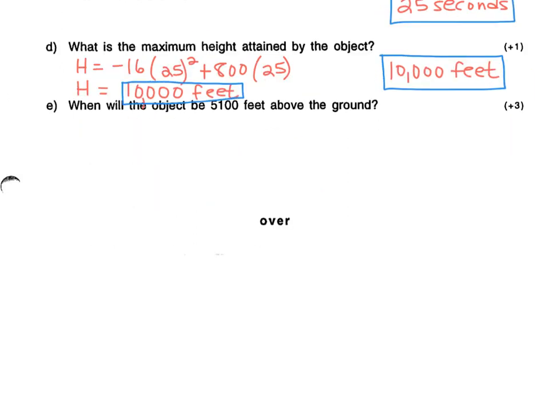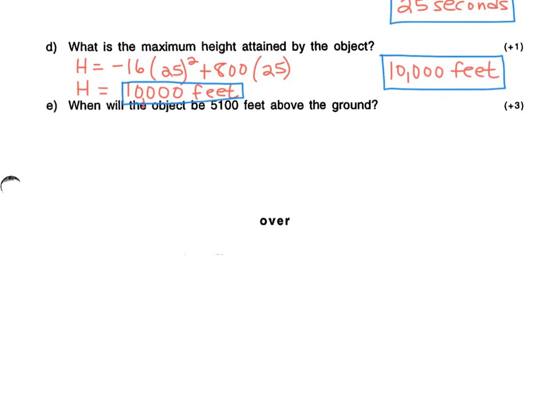All right, part E, when will the object be 51 feet above the ground? If we think about that algebraically, this is where the ending height would be equal to 5,100. So from our original quadratic function, that's where that h value is equal to 5,100. The starting height was 0 because the object started on the ground. The ending height, where it ends up after a certain amount of time has passed, which is represented by the variable h, is going to be 5,100.